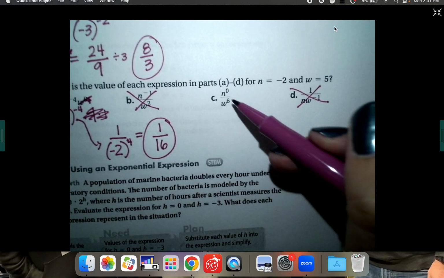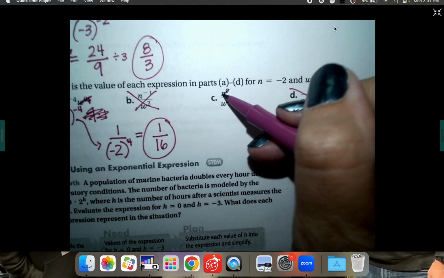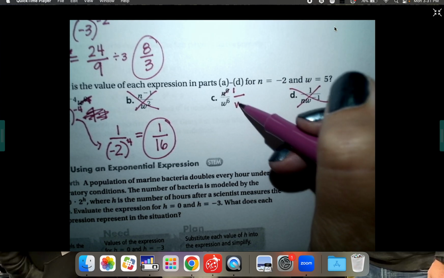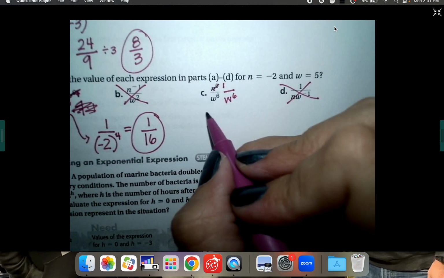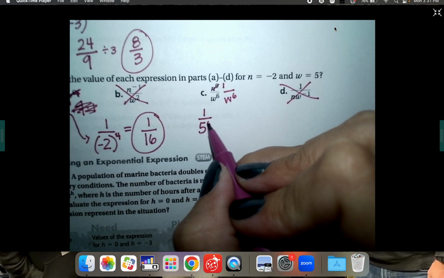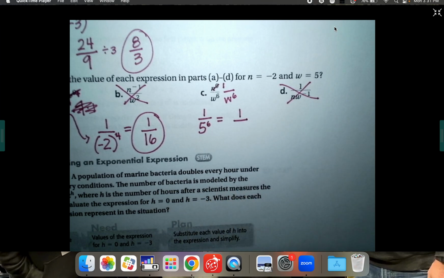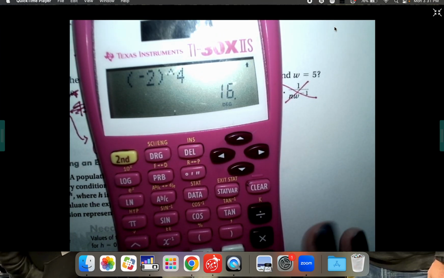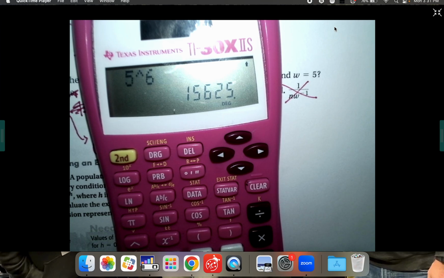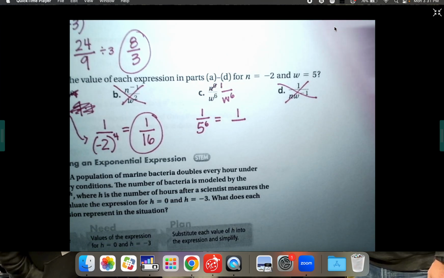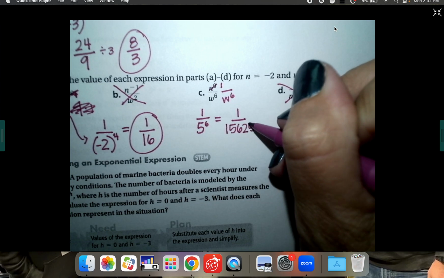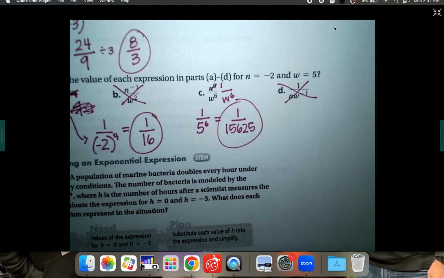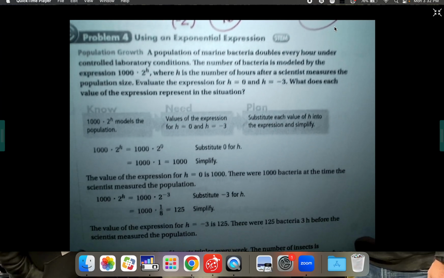Okay, for C, N to the 0, anything to the 0 is 1 over W to the 6th, and remember W is 5. So we've got 1 over 5 to the 6th power. 5 to the 6th power is 15,625. Okay. The last section is just a word problem.